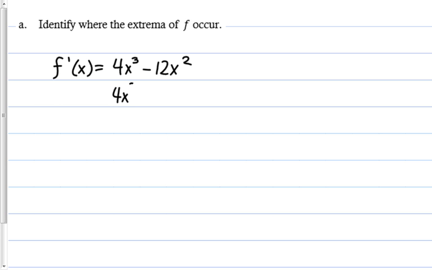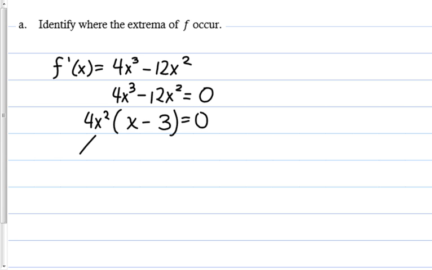So you take your function, which is already the derivative, set it equal to 0, and figure out what x equals, or what are the possible values of x. I see that they have a greatest common factor of 4x squared, so I'm going to go ahead and factor that out. When I do, I'm left with just x minus 3. So according to the zero product property, 4x squared equals 0 yields x is just 0, and x minus 3 yields x is 3. So these are my 2 values.